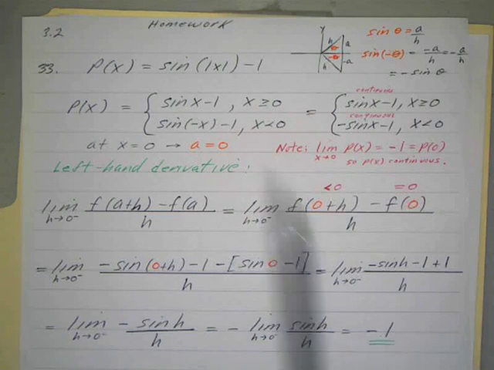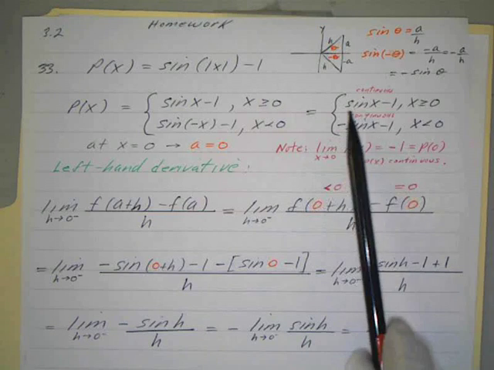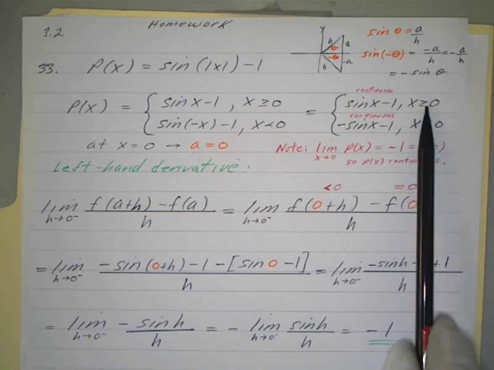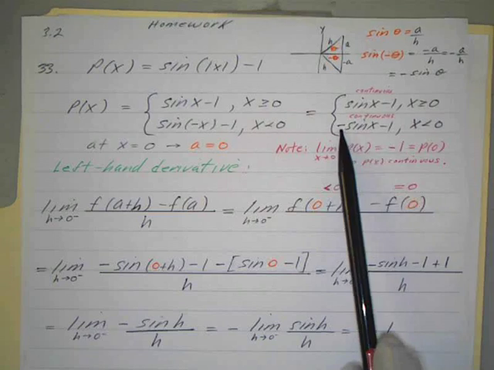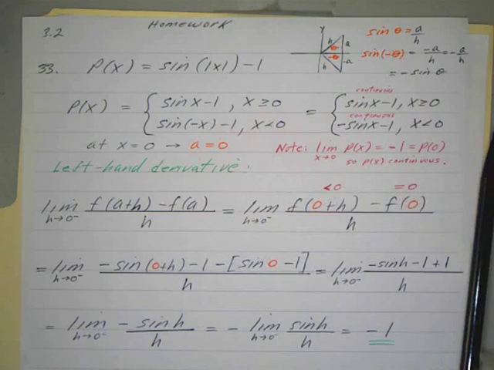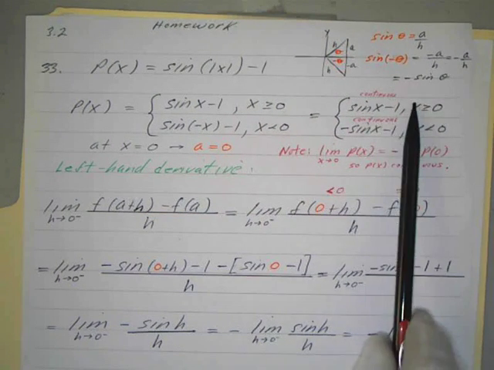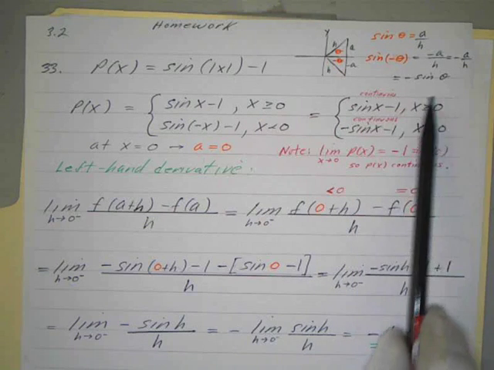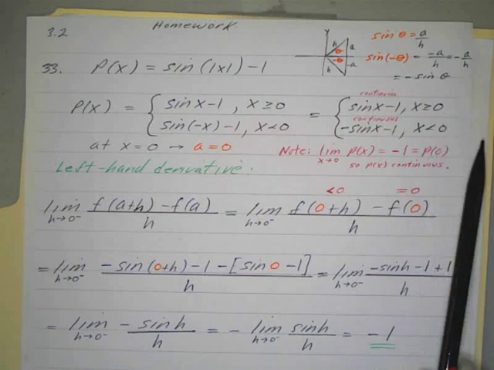All right, so I can rewrite this function as sine of x minus 1 for x greater than or equal to 0, and negative sine of x minus 1 for x less than 0. Now, this is a continuous function, and that's a continuous function. So I just really have to check the junction point. What's happening when x equals 0?